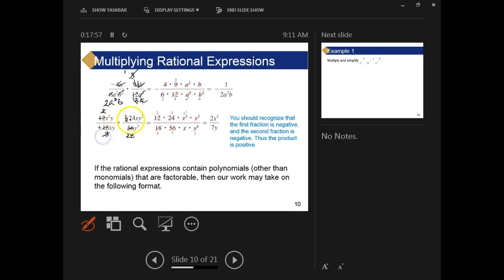3 will go into 24 8 times. And 2 will go into 8 4 times. Oh, 4 will go into 8 twice. And 4 will go into 28 7 times. So you get 2 sevenths. Write that down. Okay? Now looking at the x's and y's, I see this x down here will divide out that x.